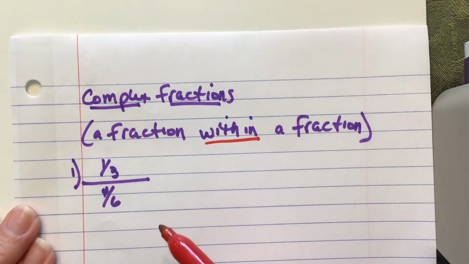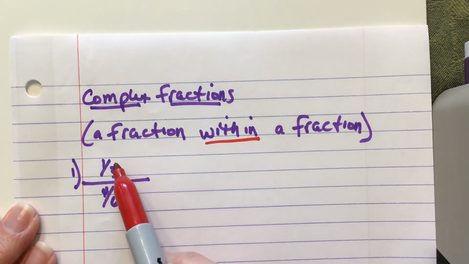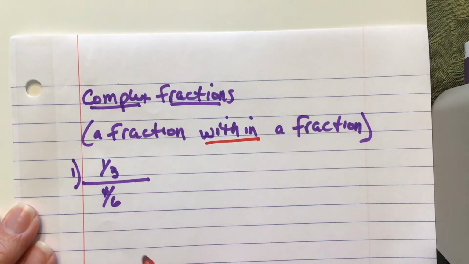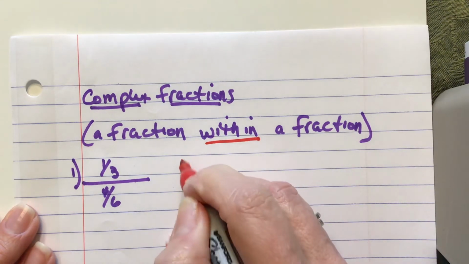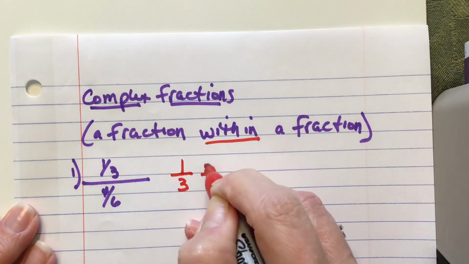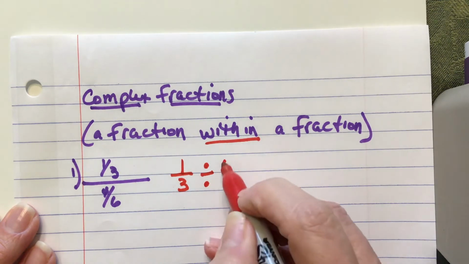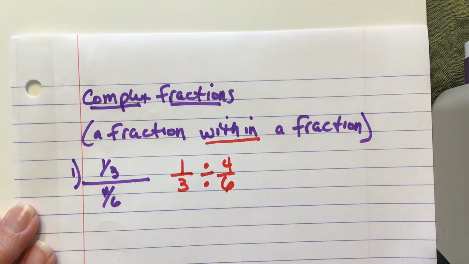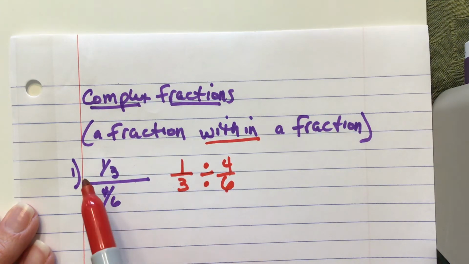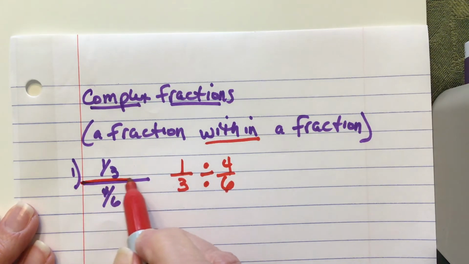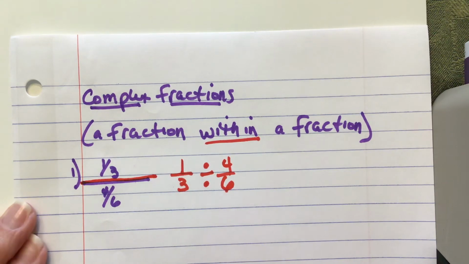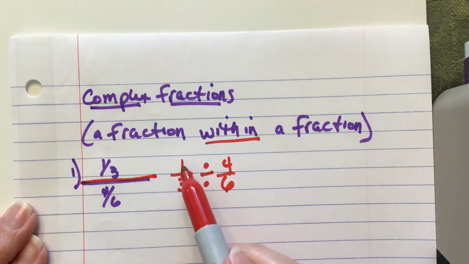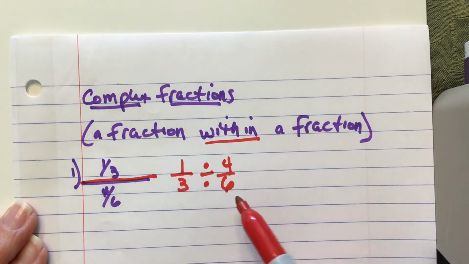So if I need to simplify that, I need to realize that this top part is going to be divided by the bottom part. So really when I see that, it might be easier for me to say, well, that's 1/3 divided by 4 over 6. So it looks very complex the way it was given to us, but if I recognize that this fraction line also means divide by, I just take the top, 1/3, divided by the bottom, 4/6.